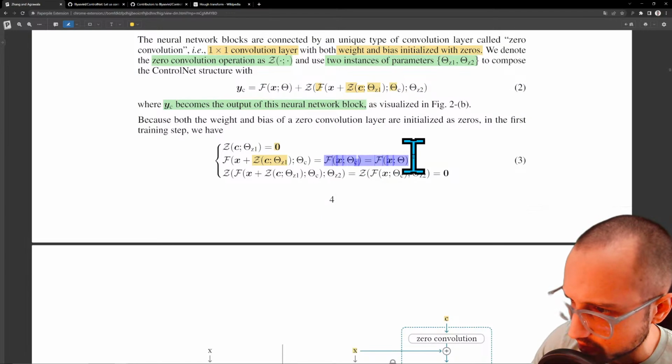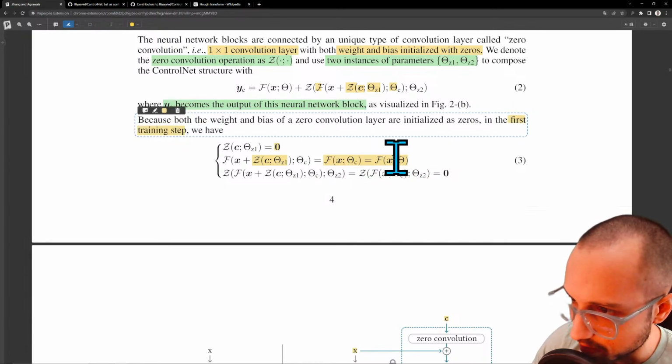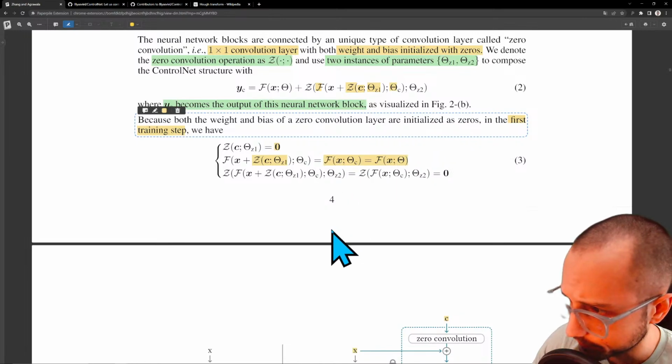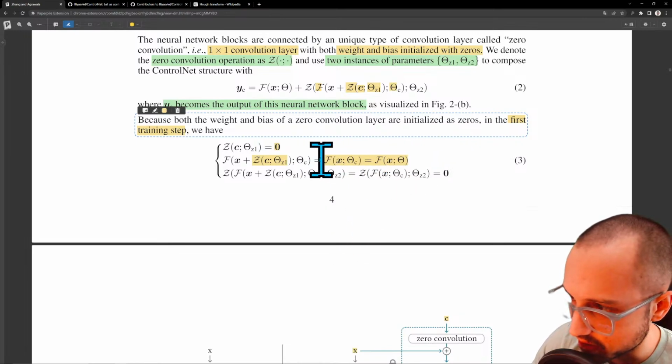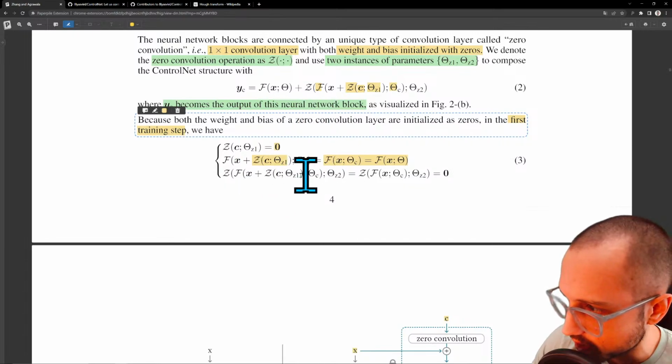And only at the very first step, so that's important, only at the very first step are these both the same, because the copied weights and the weights are the same. But as soon as you push one gradient step, this is no longer true. But because these are the same, you can then substitute them in here, which I think is what they're going to do. So z f of x c theta 1, theta 2.